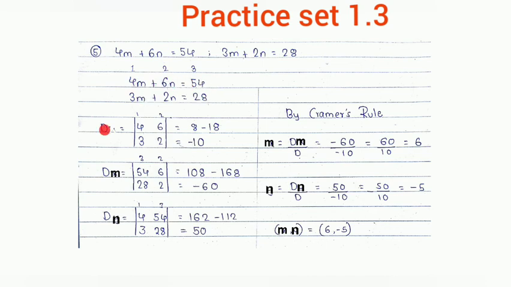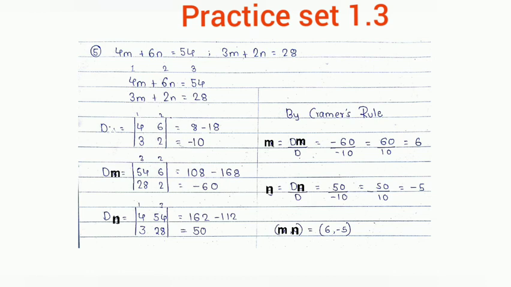Write first D, which is 1 2 as usual, that is 8 minus 18, which is minus 10. Dm, that is 3 2. So here by multiplication, we get 108 minus this 2 8 6 that is 168. Here it is minus 60. Similarly, Dn, that is 1 3. So here by cross multiplication we'll get 162 minus 112, that is 50. So here D means minus 10, Dm minus 60, Dn 50.